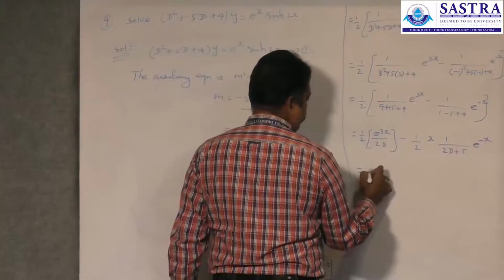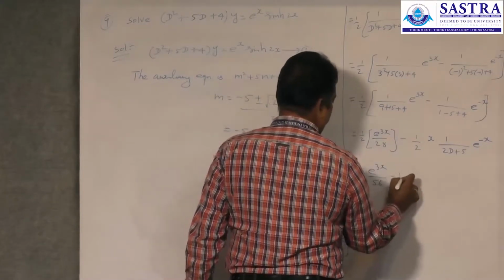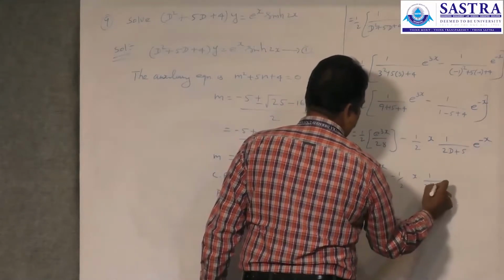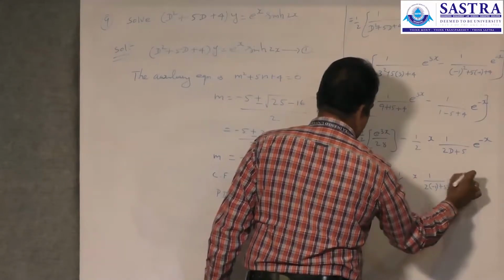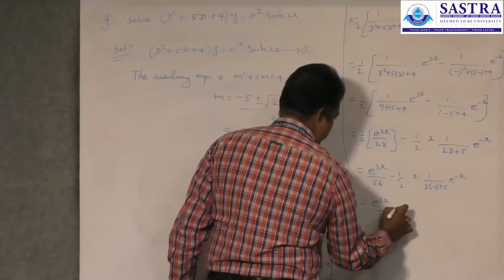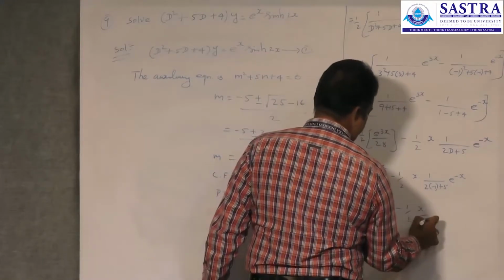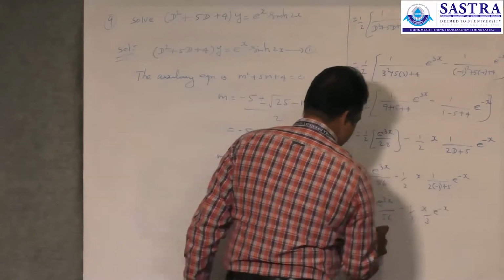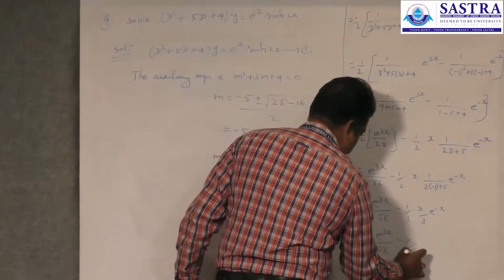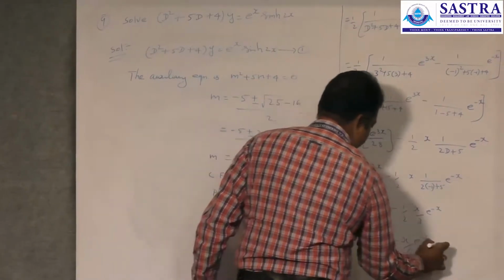which is equal to e to the power 3x divided by 2, 28 twos are 56, minus 1 by 2 times x into, now replace D by minus 1, 2 into minus 1 plus 5, e power minus x, which is equal to e power 3x divided by 56 minus 1 by 2 times x into 5 minus 2, 3, x by 3, e power minus x. That is e power 3x divided by 56 minus x by 6 e power minus x. This is the particular integral. Equation number 4.